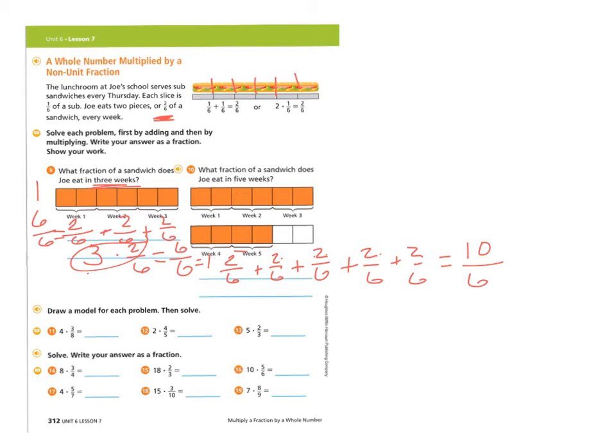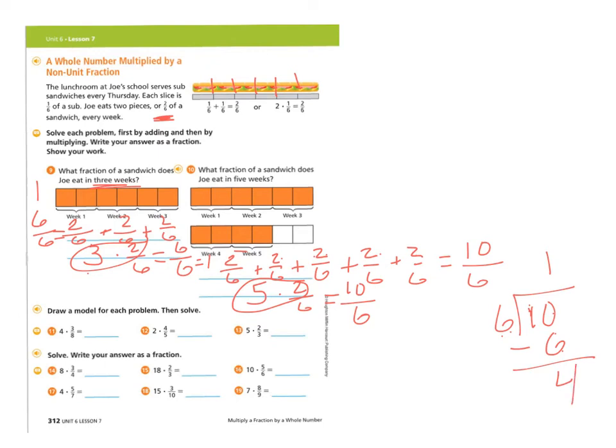How many weeks? 5 times 2/6 equals 5 times 2 is 10 over 6. The numerator is bigger, so that's an improper fraction. So we can change that to a mixed fraction, or a mixed number. So 10 divided by 6. 6 goes into 10 one time. 6 times 1 is 6. 10 minus 6 is 4. So 10/6 equals 1 and 4/6. So he ate 1 whole sandwich and 4/6 of another sandwich in 5 weeks.